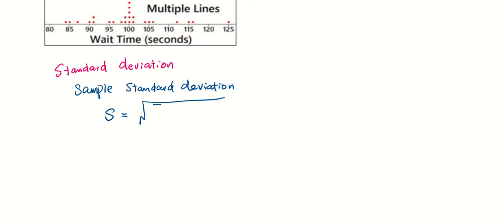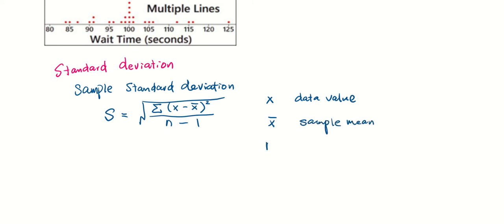Square root of the sum of all the (x minus x bar) squared, divided by n minus 1. Just a quick reminder, the x here represents the individual data values, and x bar here is the sample mean, where n is the sample size, meaning how many data values there are in the data.